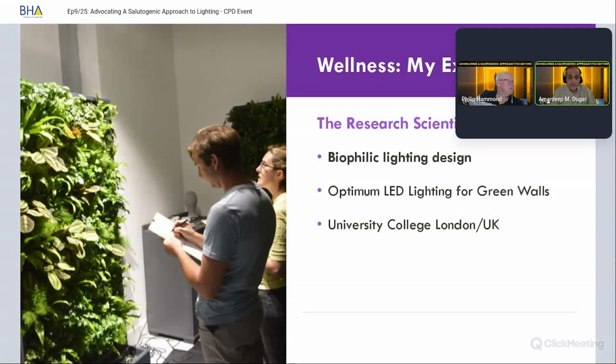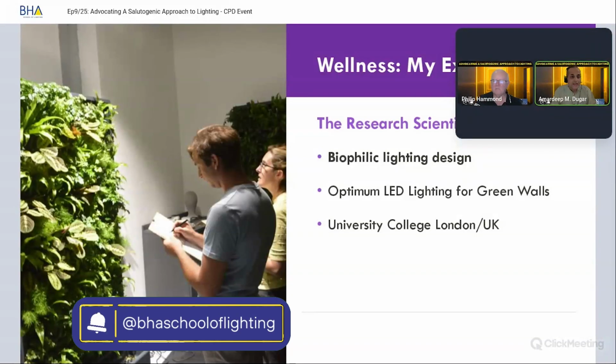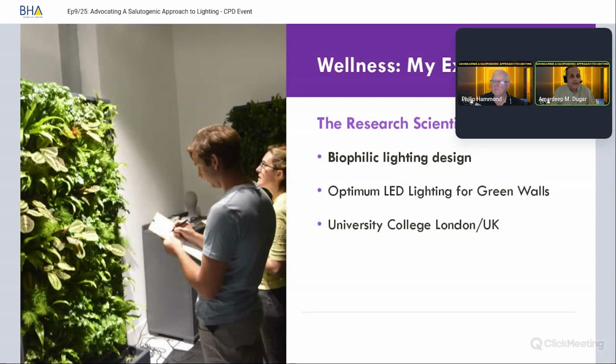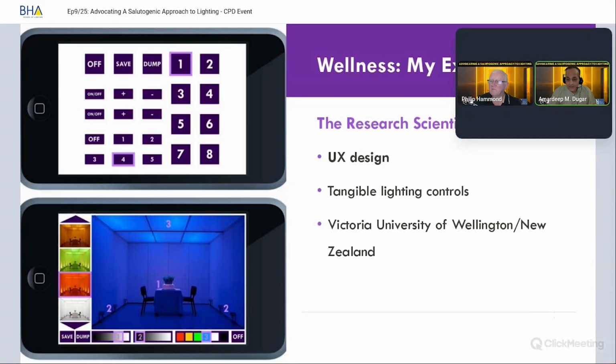And this was a very interesting research project that I got to do with University College London, trying to identify the optimum LED lighting in terms of spectral power density and intensity for lighting up green walls.